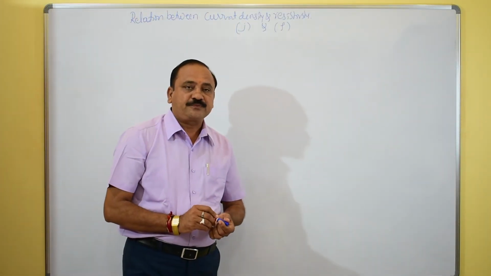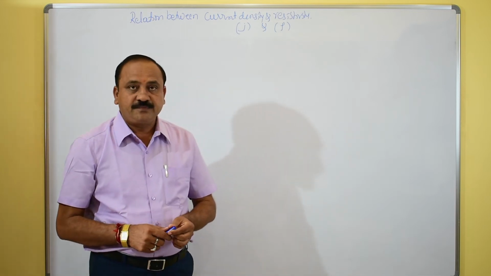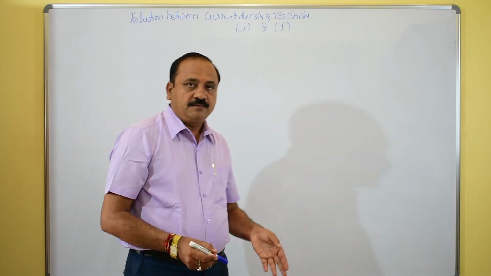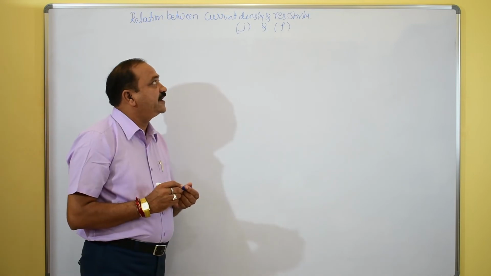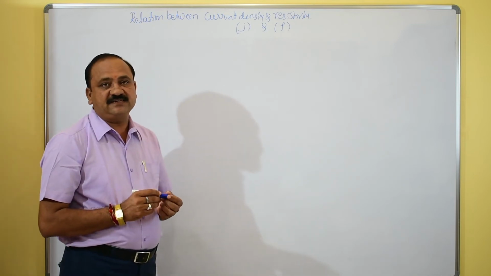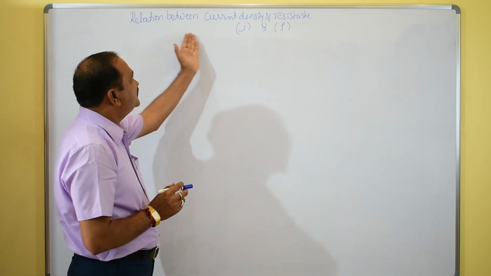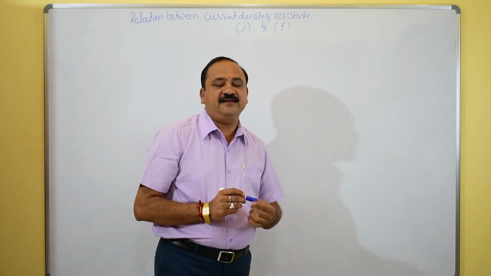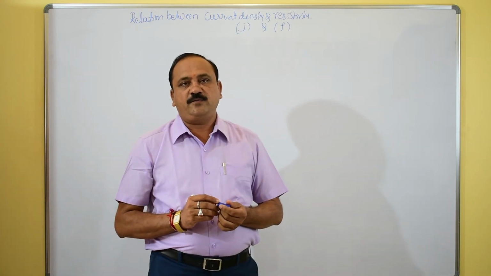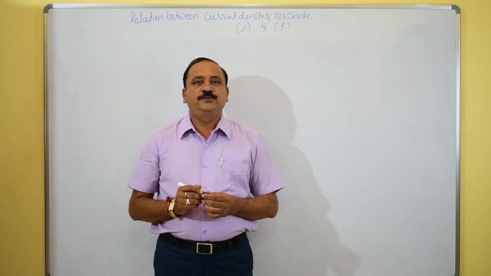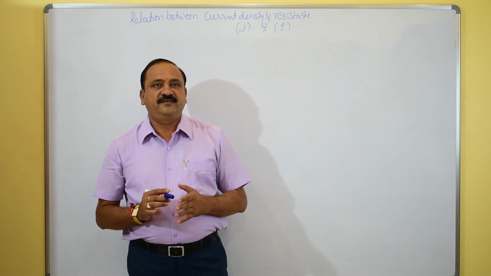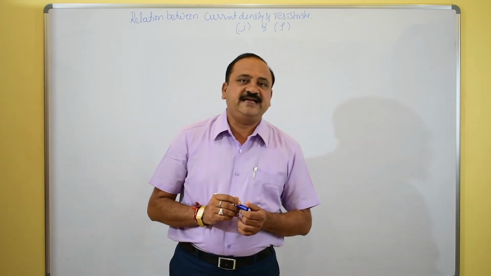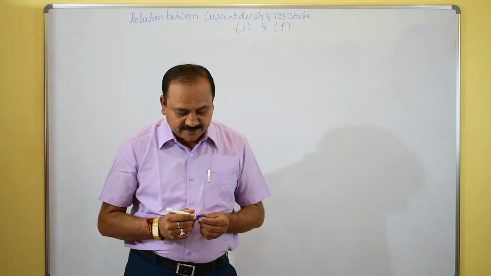Previously I discussed the current density as well as the resistivity. Now, the relation between current density and resistivity. How can we explain the relation between current density and resistivity?